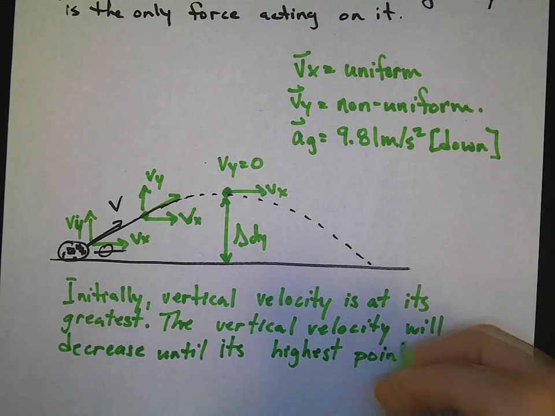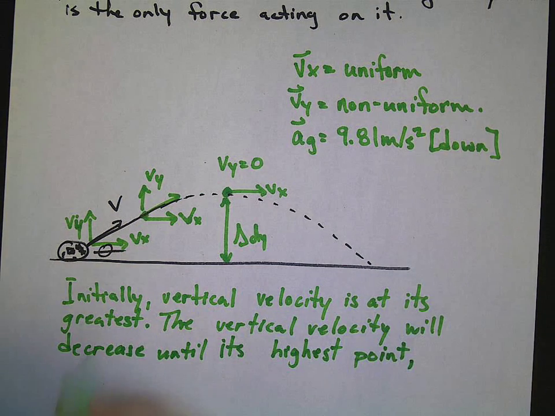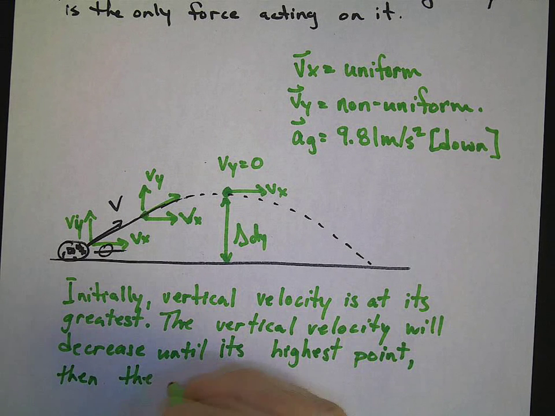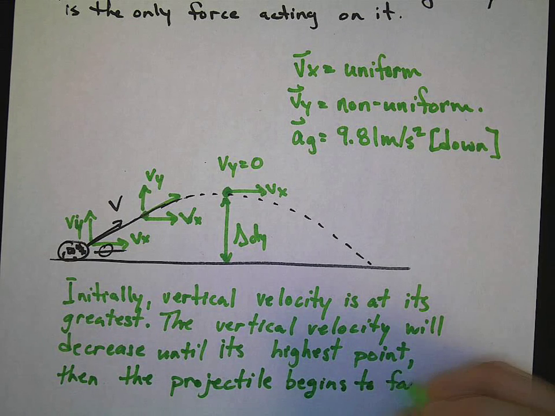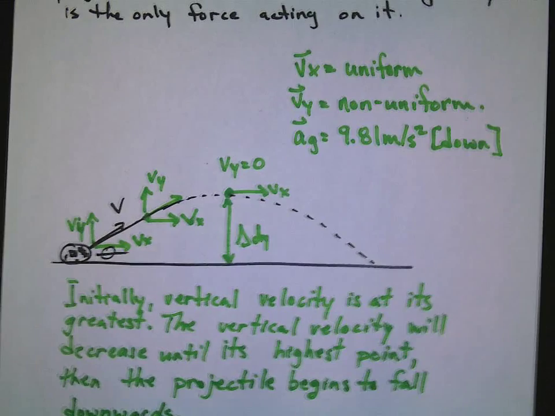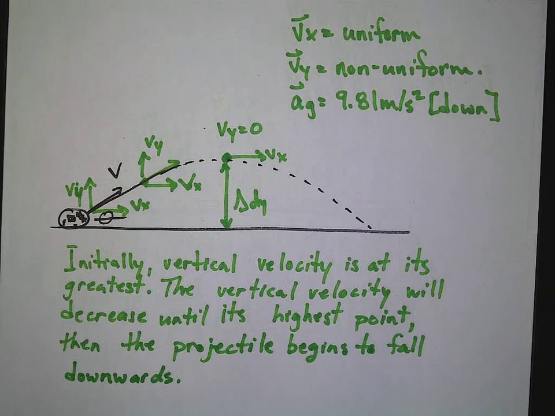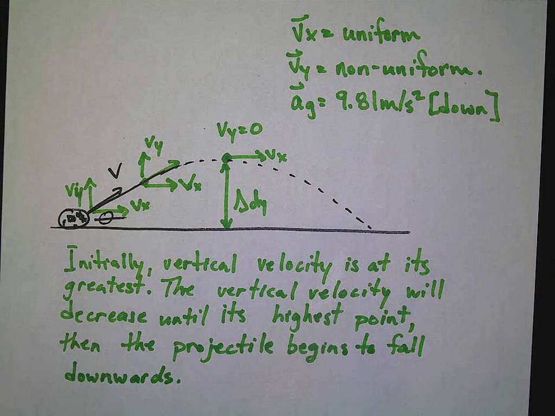And once the vertical velocity hits 0 at the highest point, that is when the projectile begins to fall downwards. You will notice in this case that our soccer ball is being kicked and it's beginning and landing at exactly the same height.